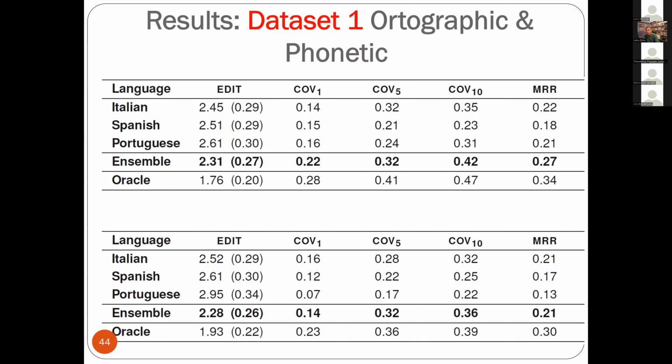The results which we obtain when we apply our methodology on each data set in part: for example, for the Bouchard data set, we obtain results in terms of edit distance with Ensemble of 2.31. In terms of coverage 5 or coverage 10, we obtain 32. What does coverage 5 or coverage 10 mean?